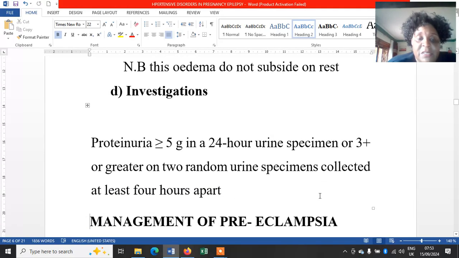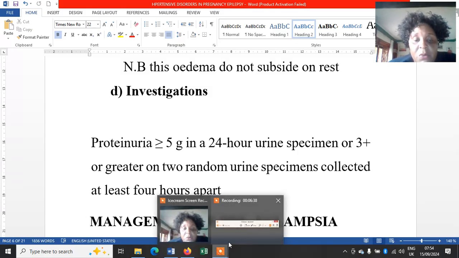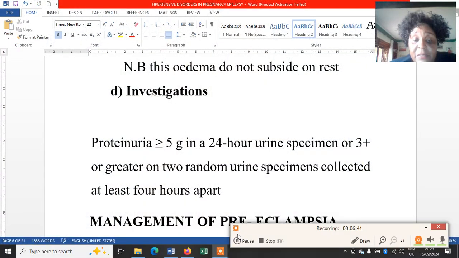So if we see this, we go ahead to order some investigations. And the key investigation we shall order is urine testing. And as we do urine testing, we shall have protein in urine which is greater than 5 grams in 24 hours of urine collection, or 3 plus, or greater than 2 random urine specimens collected at least 4 hours apart. So when we order for that, we shall start suspecting.